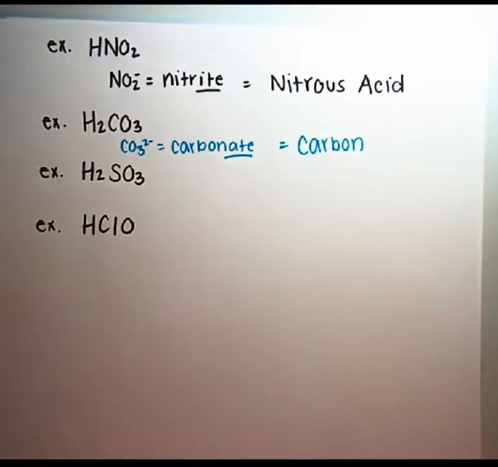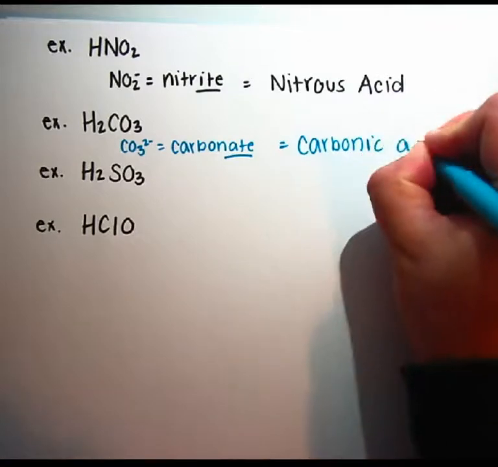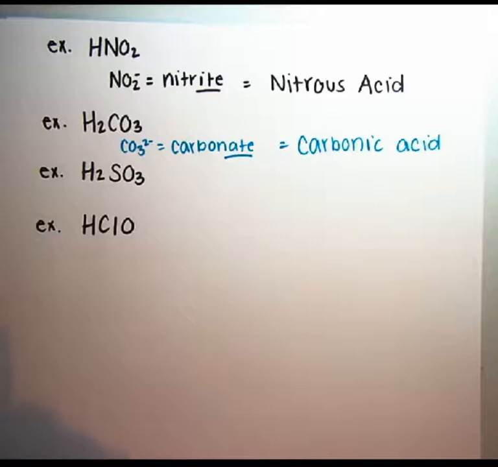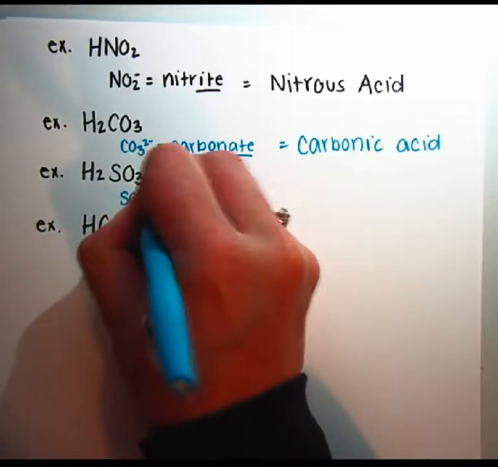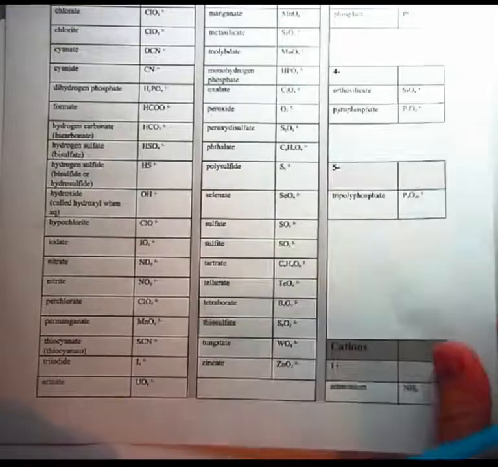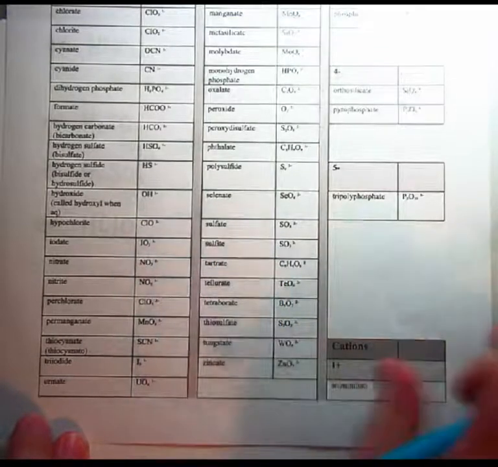So I'm going to drop the ATE, and we are going to add IC. This becomes carbonic acid. Number 2, SO3. SO3 is sulfite, ITE.